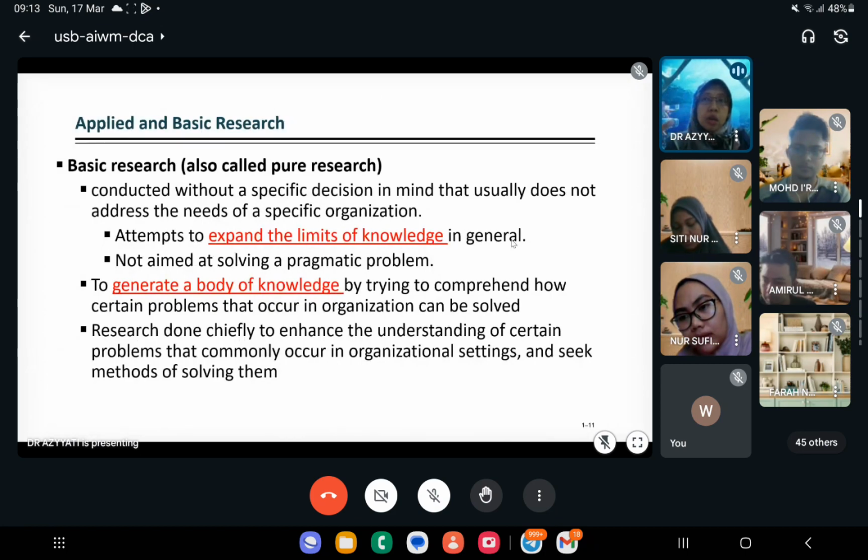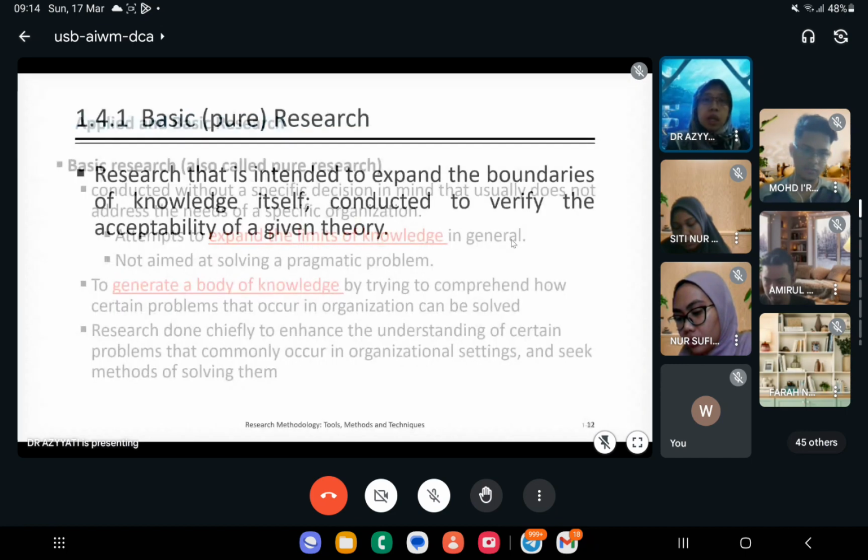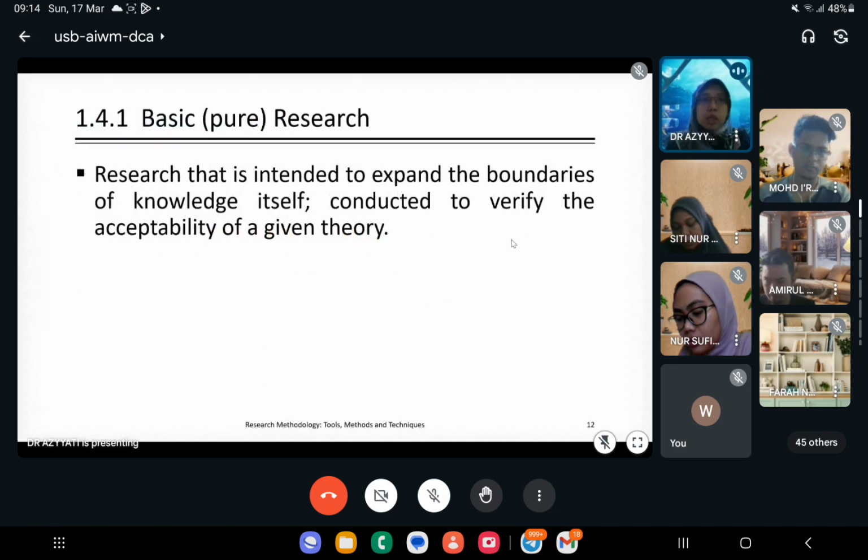So I would like to know whether it is true or not that lean can solve the problem of waste. That's why we would like to know about basic research. And how about the applied? Still, we go for basic research, which is intended to expand the boundaries of knowledge, because we would like to know more about the knowledge itself, right? Basic research is conducted to verify the acceptability of a given theory.